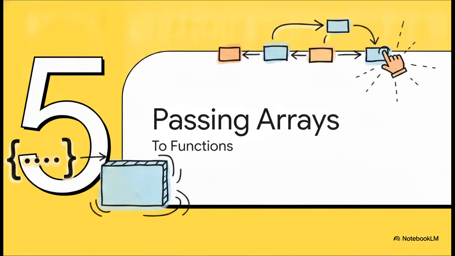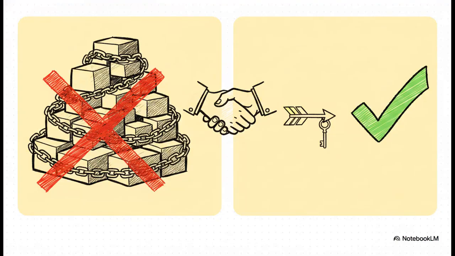Section 5. Passing arrays to functions. Knowing that an array name is really just a disguised pointer completely changes the game when it comes to sharing arrays with other parts of our program. Take a look at these 2 different ways to write a function prototype that accepts an array. Over on the left, we're telling the function to expect an integer pointer, but on the right, we're telling it to expect an array using square brackets.